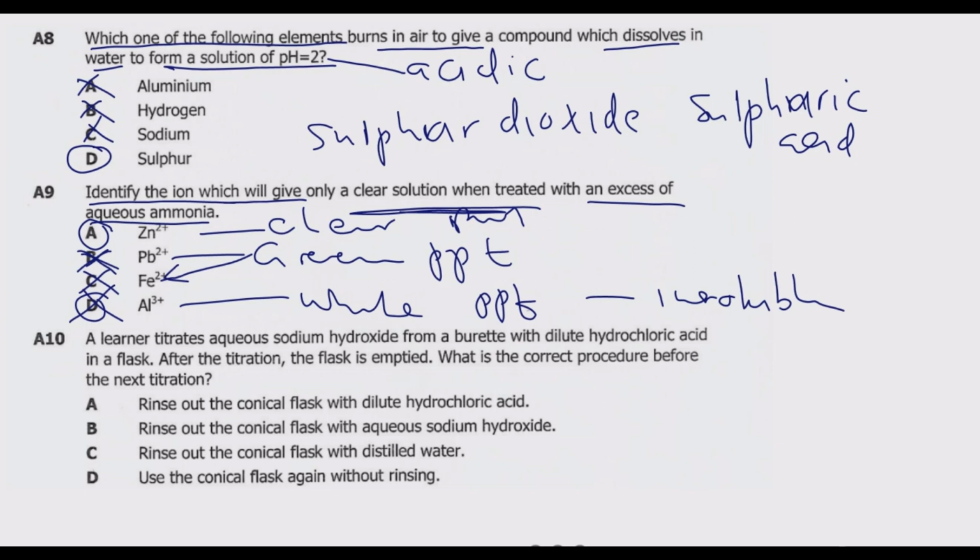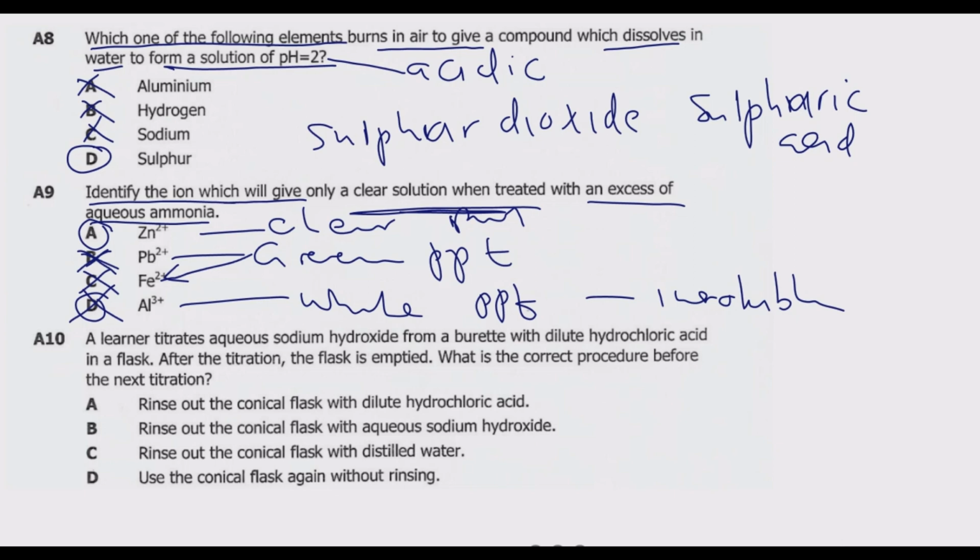Number 10. Elena titrates aqueous sodium hydroxide from a burette with dilute hydrochloric acid in a flask. After the titration, the flask is emptied. What is the correct procedure before the next titration? So basically, we have A, rinse out the conical flask with dilute hydrochloric acid.